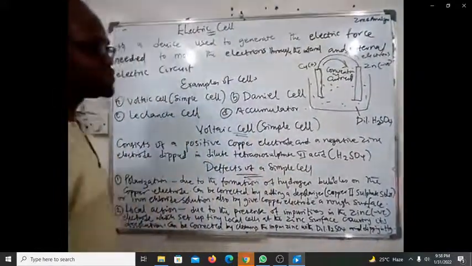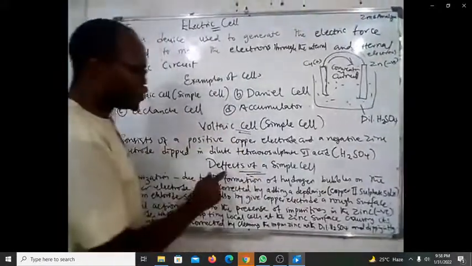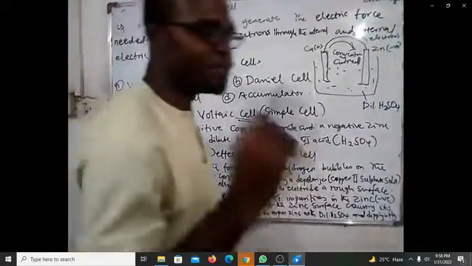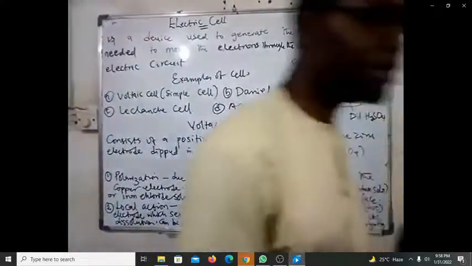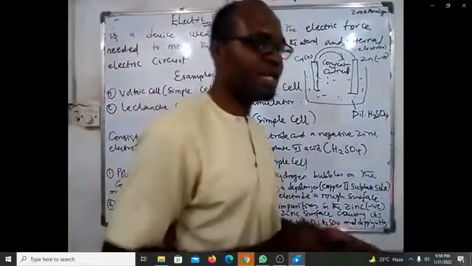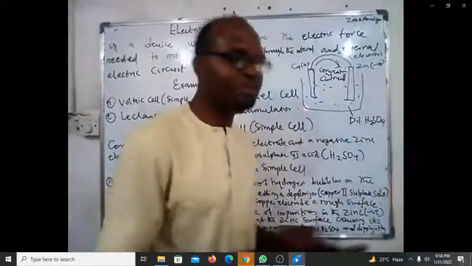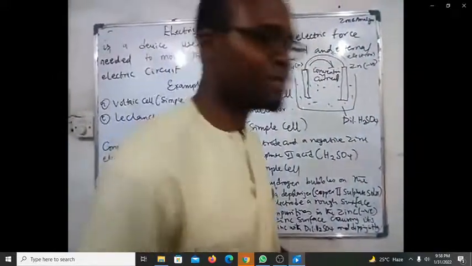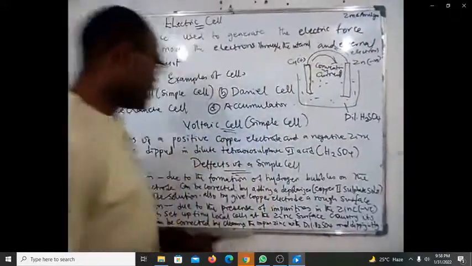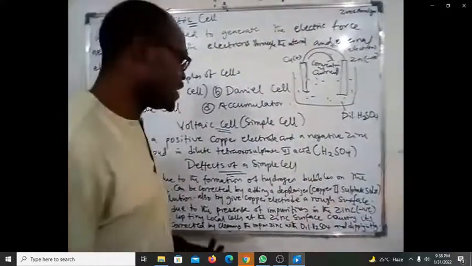Is that clear? Now, there are what we call defects of simple cells. Simple cells, they don't last long. They don't do what? They don't last long. Like the car battery, you see that the battery lasts very long. But simple cells, they don't do what? Last long. Why don't they last long?